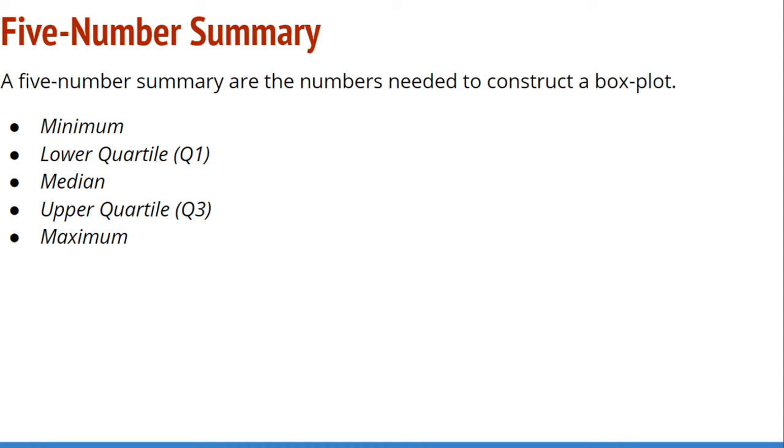So the 5-number summary. A 5-number summary are the numbers needed to construct a box plot. We have the minimum, the lower quartile or Q1, the median, the upper quartile or Q3, and the maximum.